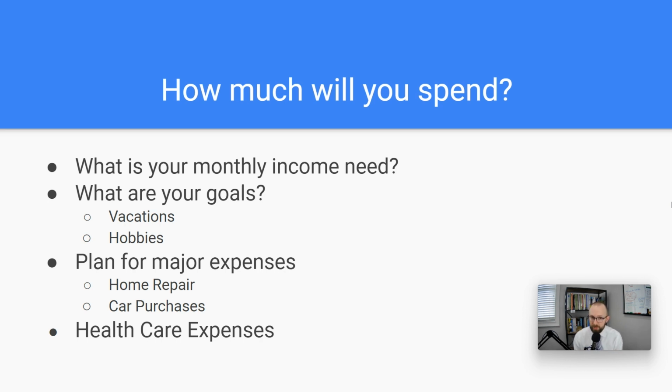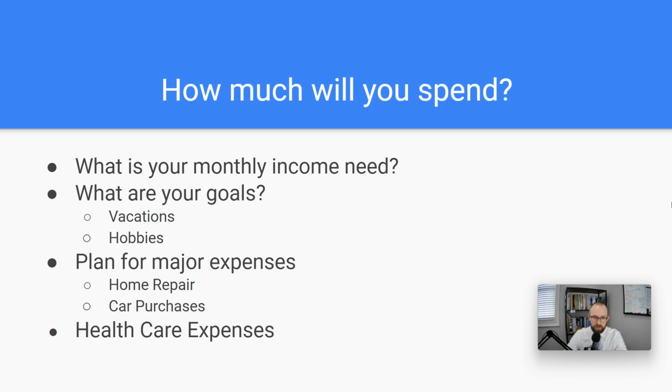The next is healthcare expenses. This could be long-term care expenses, adult daycare expenses, or in-home healthcare. This could be just Medicare expenses, dental, vision. If you know you have something expensive, such as medication on an ongoing basis, make sure you're planning for that. But it's going to be general healthcare expenses. So outside of your monthly enjoyment living expenses, your vacation, your hobbies, your home repair, your car purchase, you're also planning for medical expenses.